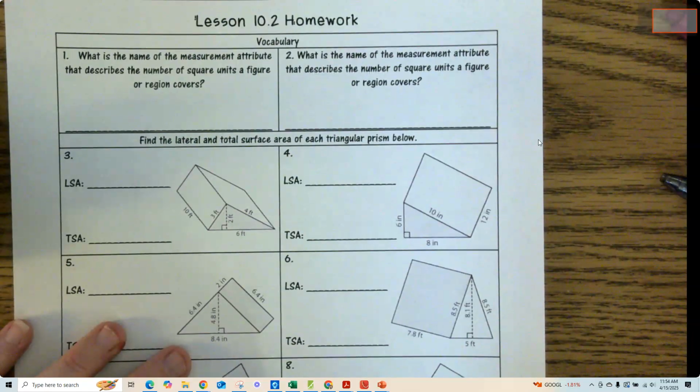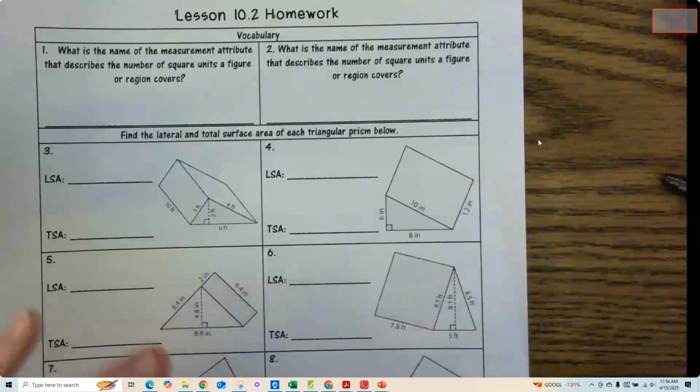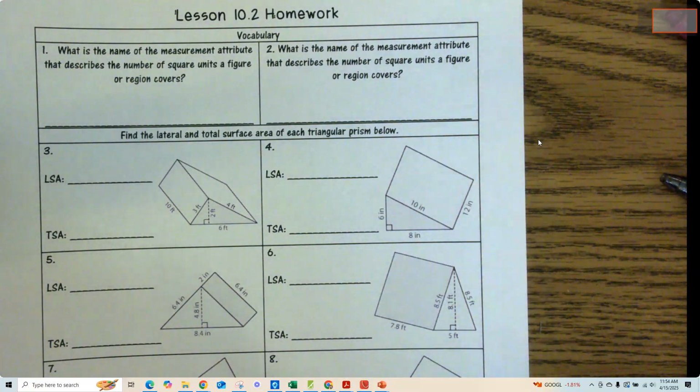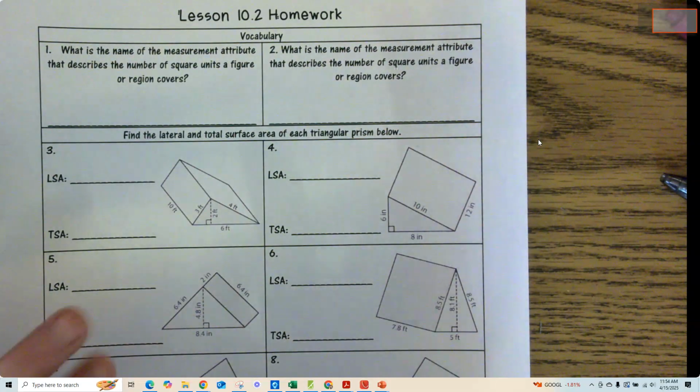All right, this video is for the lesson 10.2 homework. We're going to do the surface area of triangular prisms today. The nice thing about these is there's no question about what the base is. The base is always the triangles in these, okay?